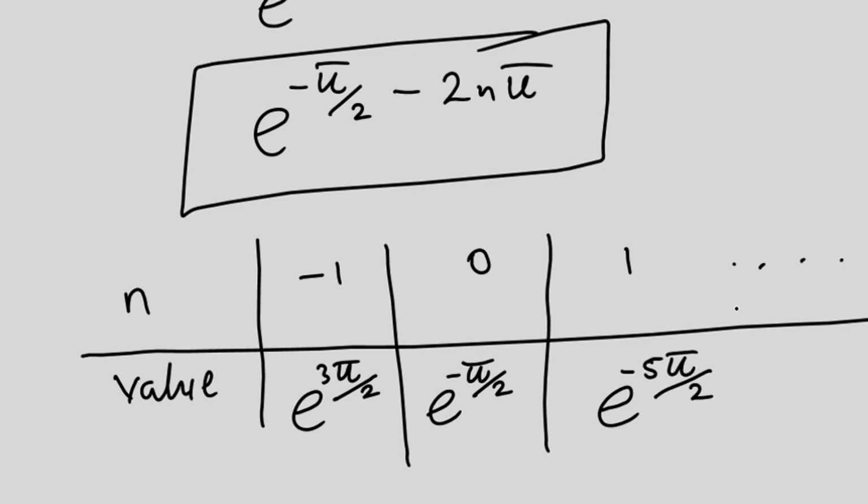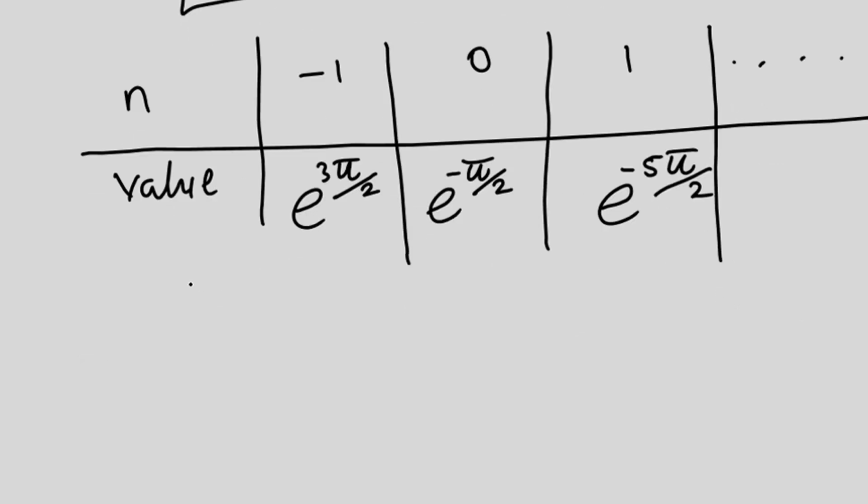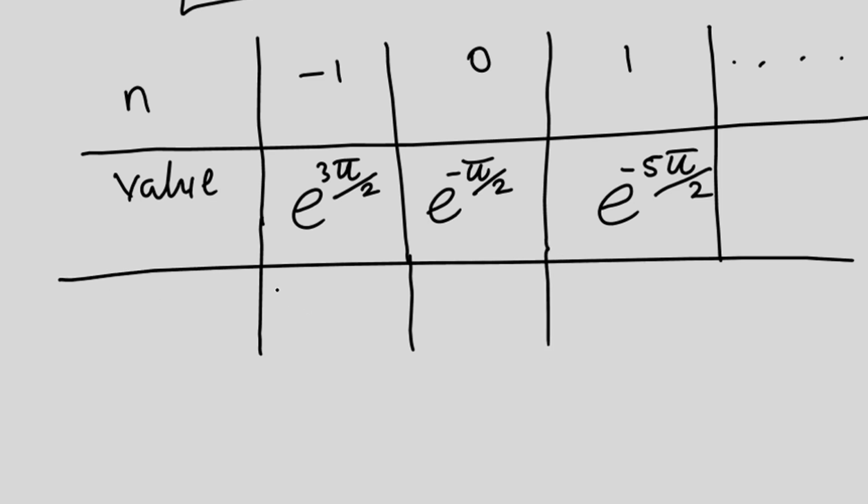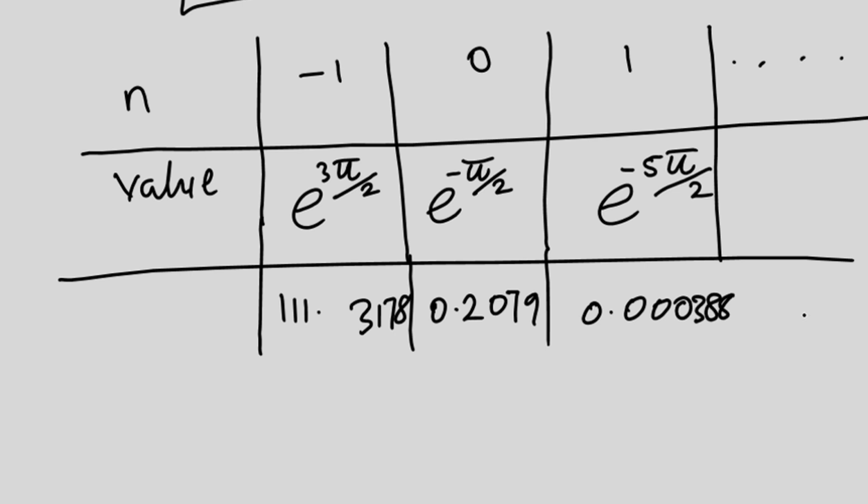So you see that we keep on getting certain values for the expression given any n value. And if you use calculators for this one, we're going to have approximately 111.3178. Then here we're going to have 0.2079. Then this point we have 0.000388, and it keeps on going just like that. So that is pretty much it.